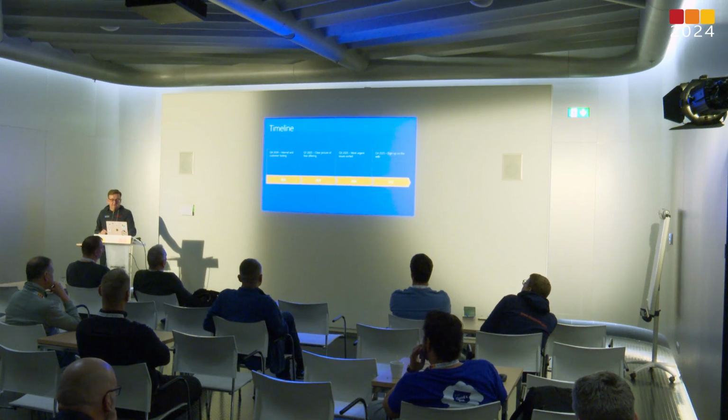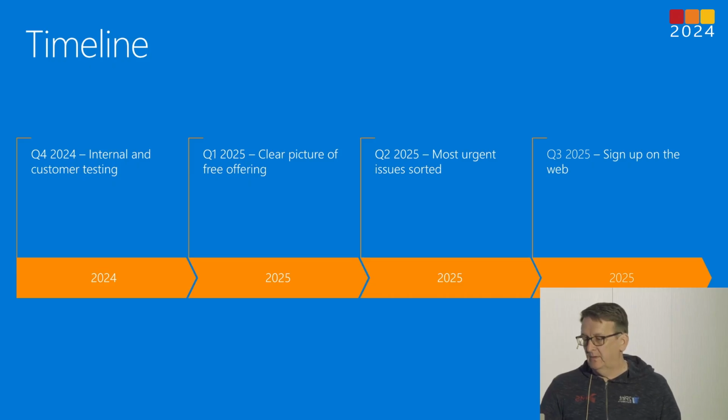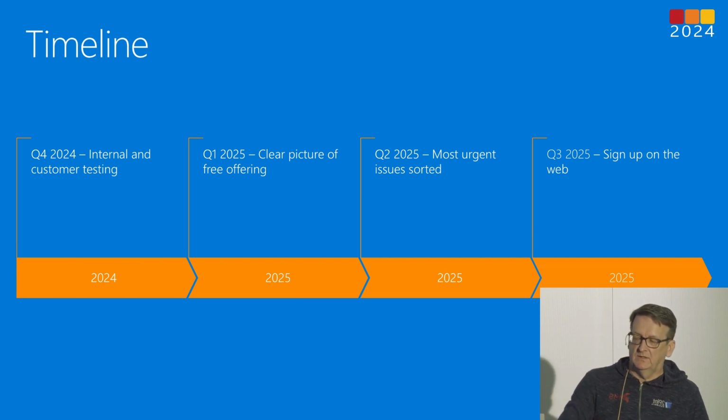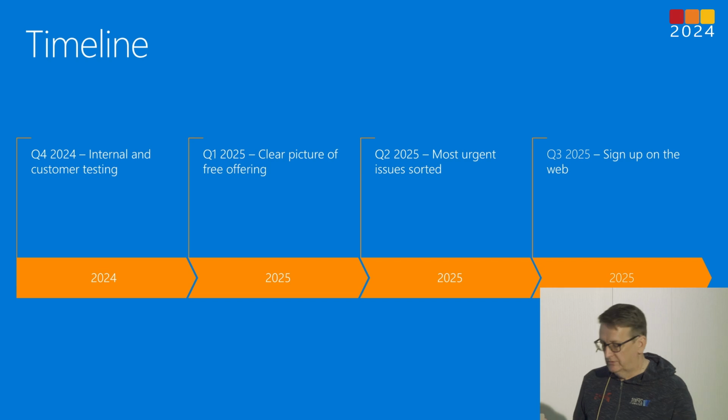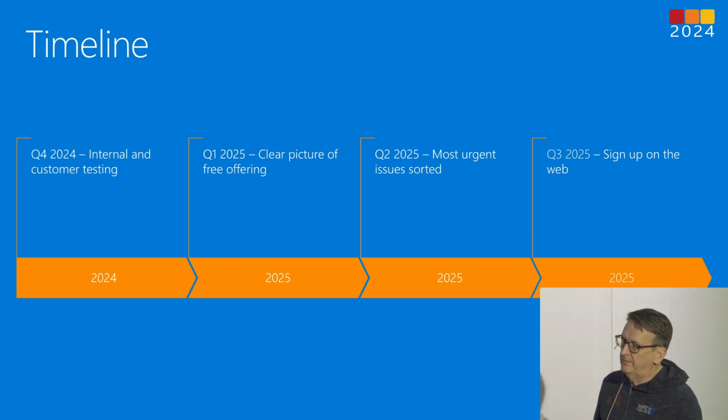Timelines, I think this changed a little bit. This was a little bit pessimistic. I think things are going a little bit faster now. We have some extra dev resources because we went quite slowly at first because we weren't sure how people would react and what the demand was going to be. But now we've seen that there is a demand, and so we're ramping up the development a little bit. But at the moment, we are in the internal and customer testing phase. So we've got customers trying this out.